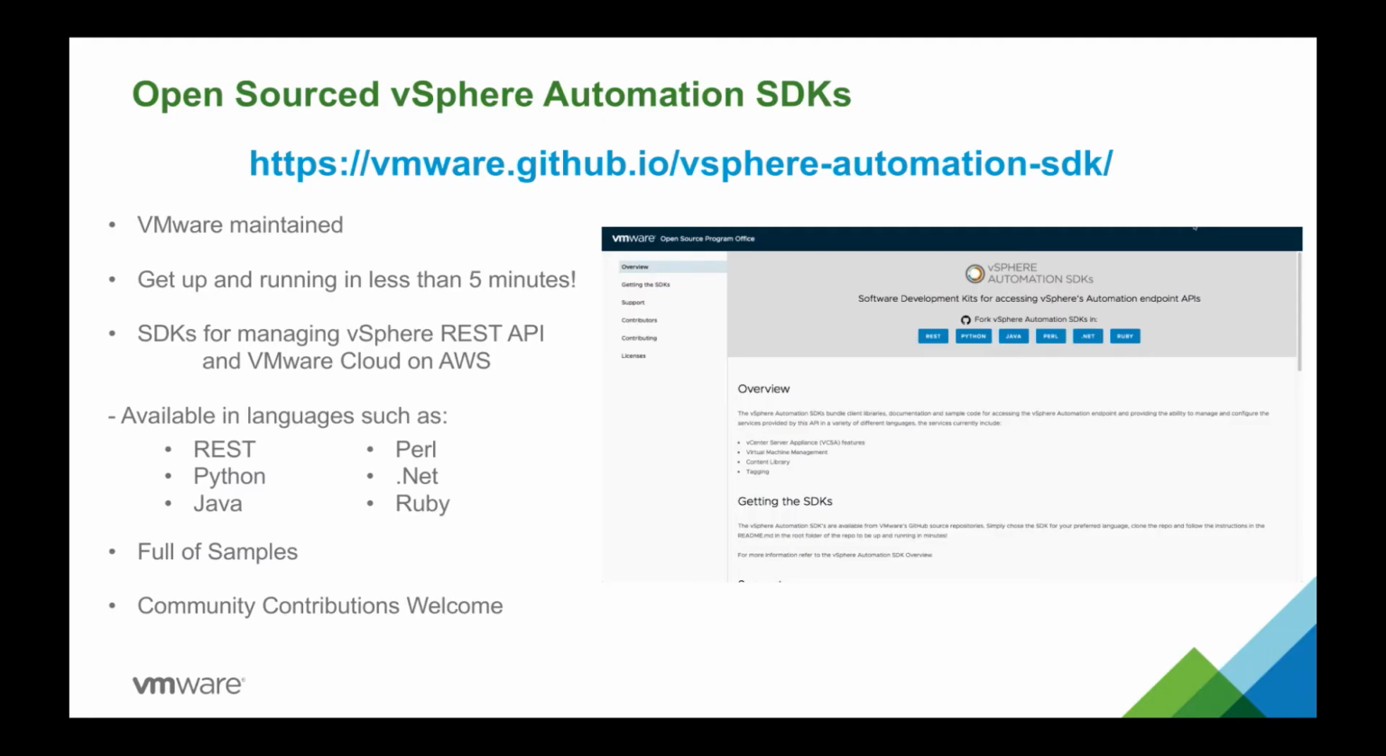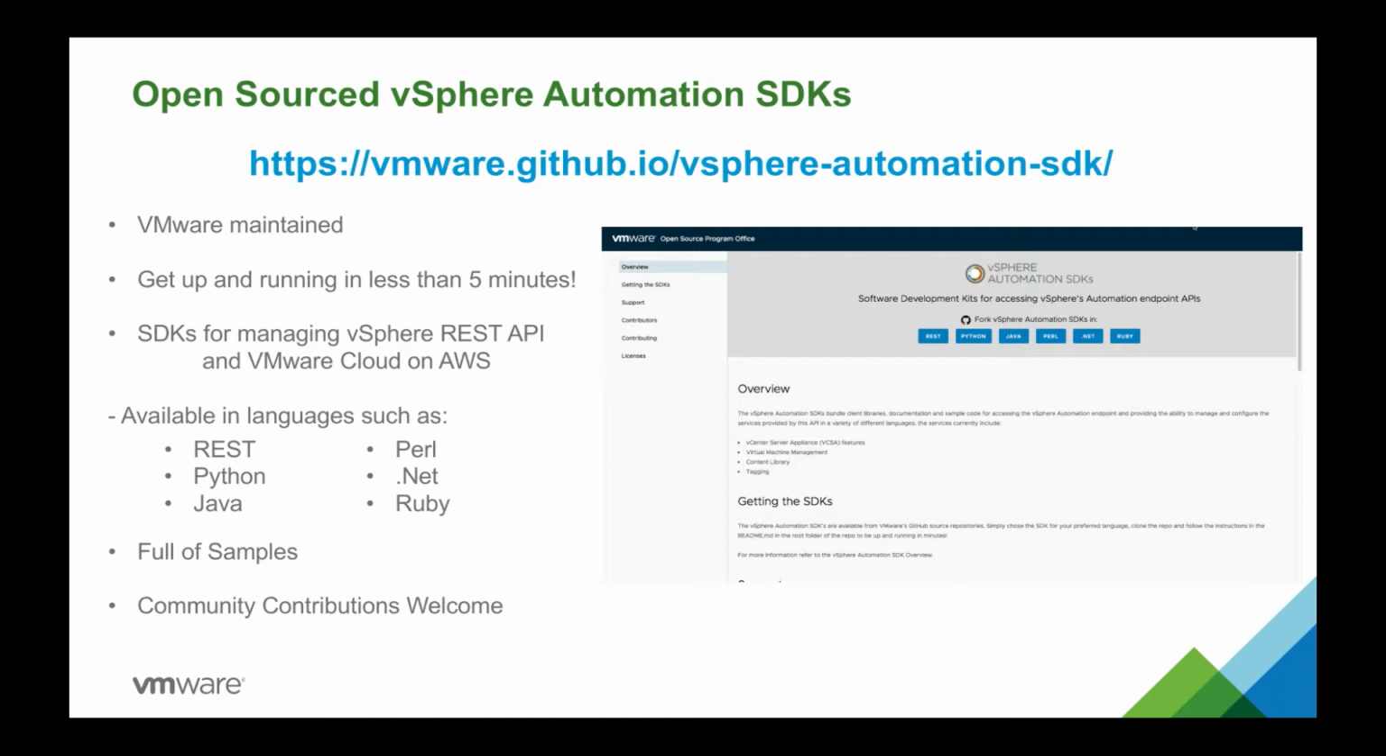Before diving right into the code, let's take a look at what the vSphere Automation SDKs are from a high level. These are open-sourced software development kits, or SDKs, that are maintained by VMware in order to manage features that are available in the vSphere REST API as well as VMware Cloud on AWS. The goal of these SDKs is to provide a framework along with a bunch of samples so that consumers can get up and running quickly.